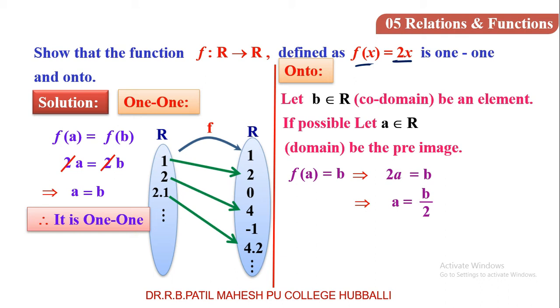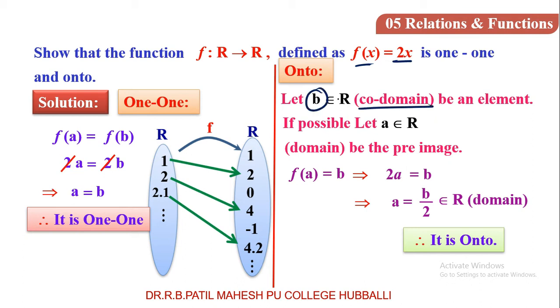Dear students, this a belongs to the set of real numbers. Fractions, rational numbers, definitely real numbers. Therefore, this is onto function. Actually, what it says, students, b is in the codomain. For b, there exists a, that is in the domain. It means that every element in the codomain has the pre-image. Every element in the codomain are the images. Therefore, the function is onto function. Therefore, we proved the function is 1-1 and the function is onto.